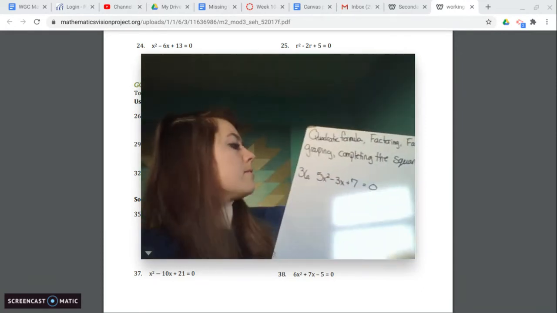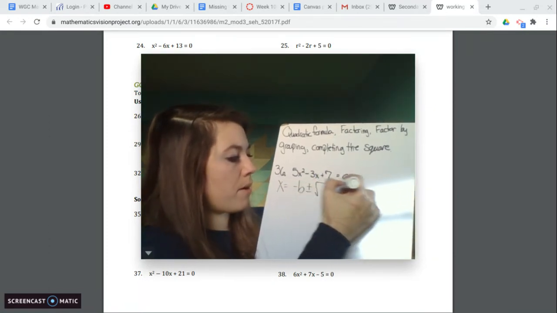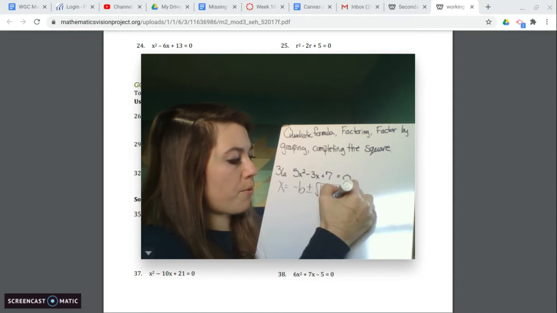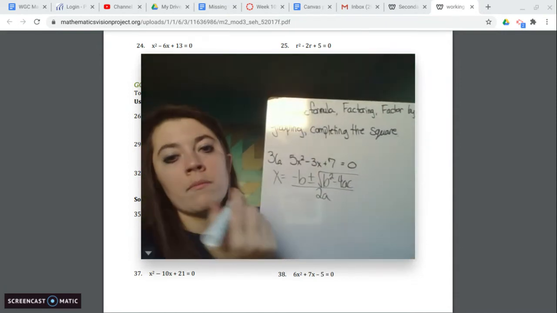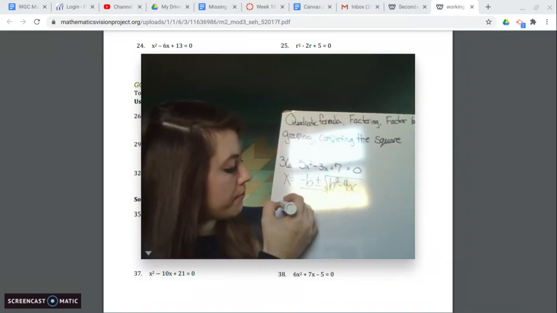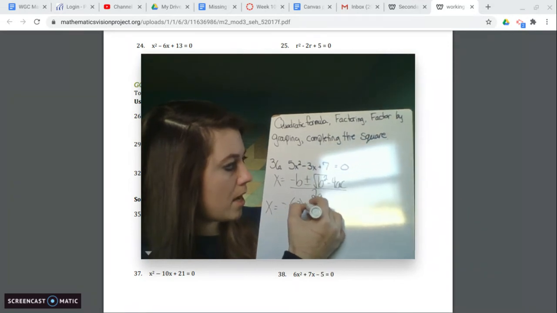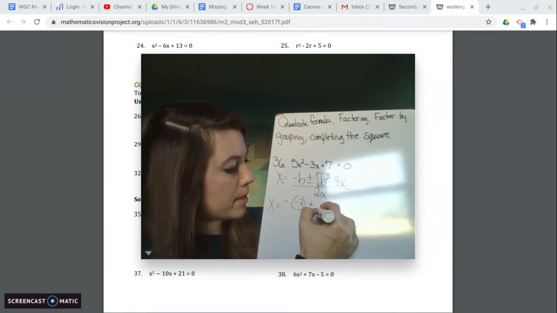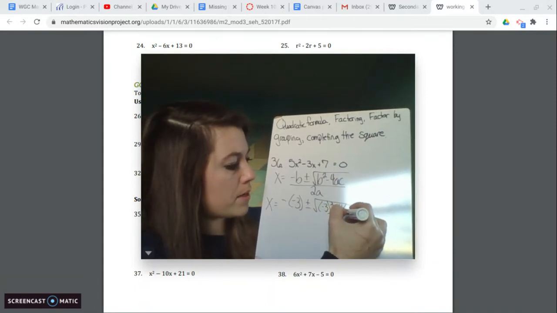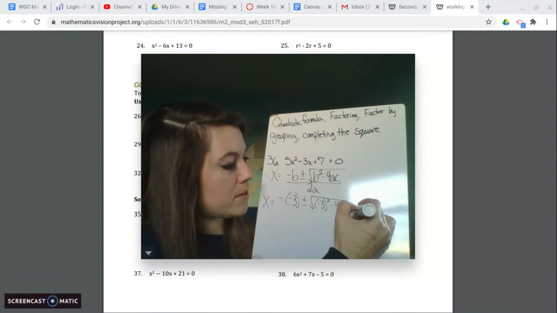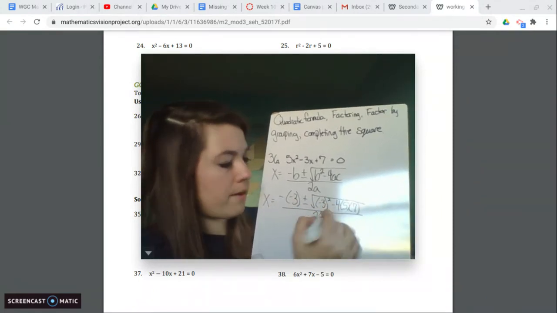So remember that's x equals -b plus or minus the square root of b squared minus 4ac, all over 2a. So our b value is -3, so we have x equals -3 plus or minus the square root of -3 squared minus 4 times 5 times 7, all over 2 times 5.